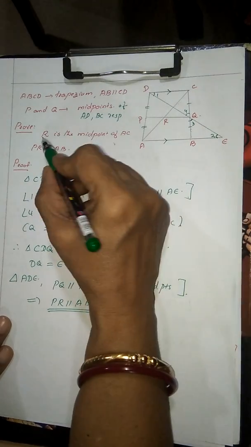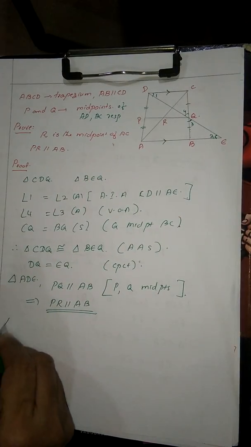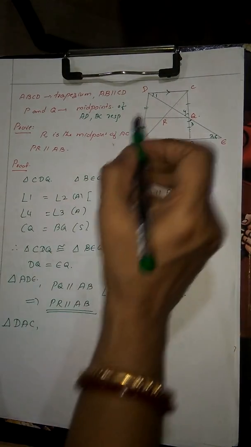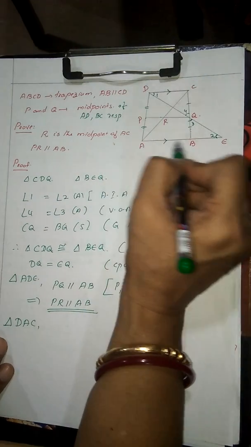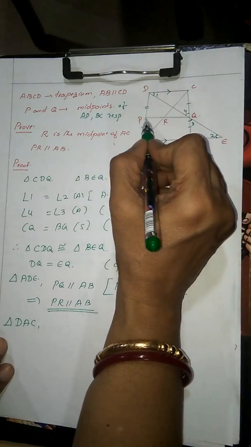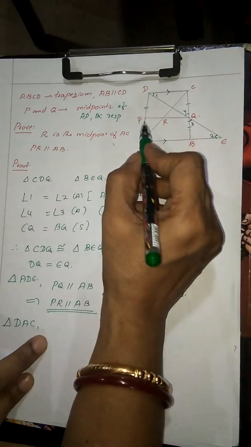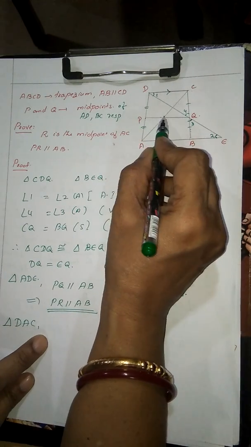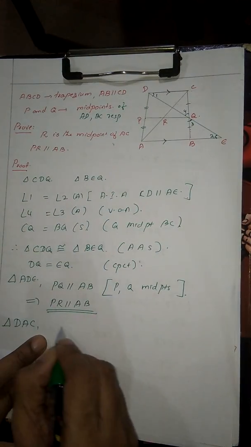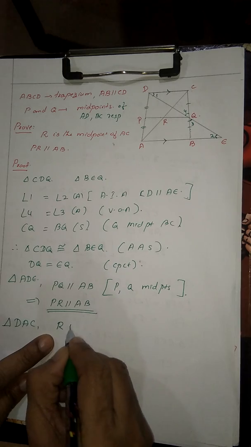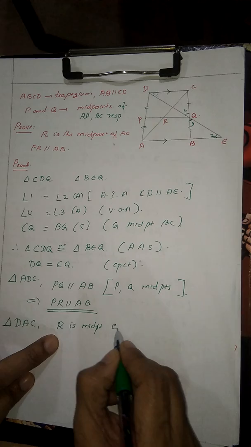Now we have to prove R is the midpoint of AC. Now consider the triangle DAC. Now P is the midpoint. Now we proved PR is parallel to AB, but AB is parallel to CD. Therefore PR is parallel to CD. So P is the midpoint and PR is parallel to CD. Therefore R is the midpoint of AC.